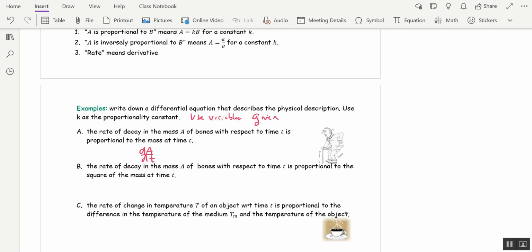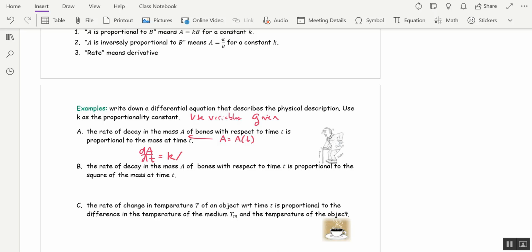Now, it's not said that A is A of t, but that's implicit. A is a function of t. So dA/dt is proportional to, so the way I write that is equals k, and then what is it proportional to? The mass at time t.